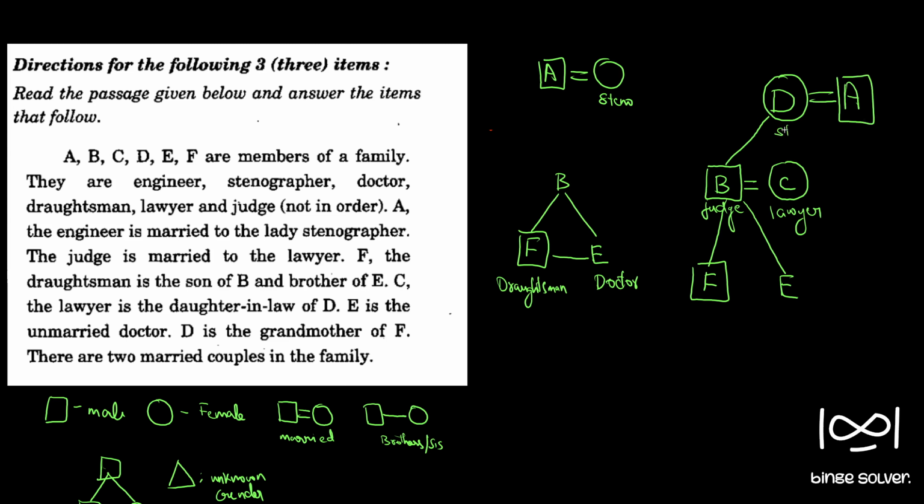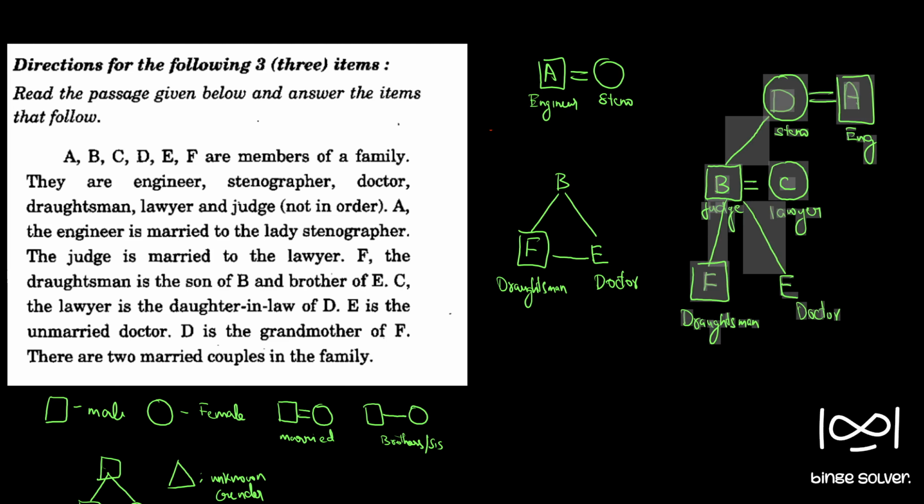Okay, now engineer. A was engineer. It was given A was engineer. So in the beginning, A, the engineer, is married. So we filled in that information also. So all the information, this draughtsman, doctor. We have filled in all the information. This is the family tree we need. We can use this family tree to solve all the questions. So we'll go to the questions now. So the first question is question 44.